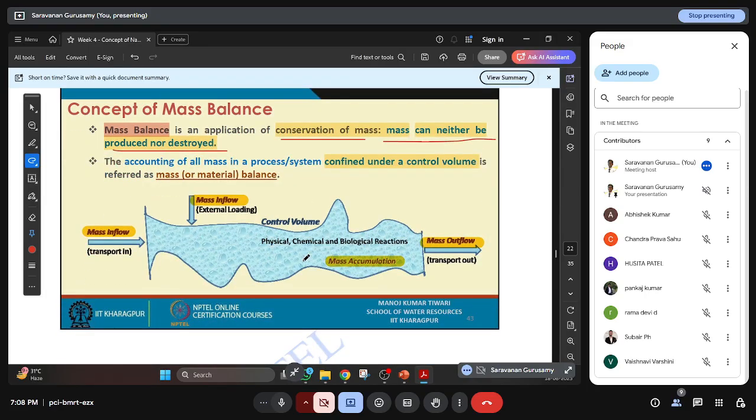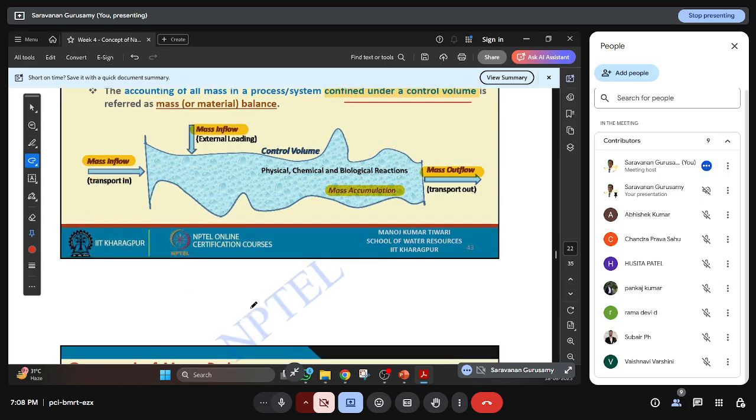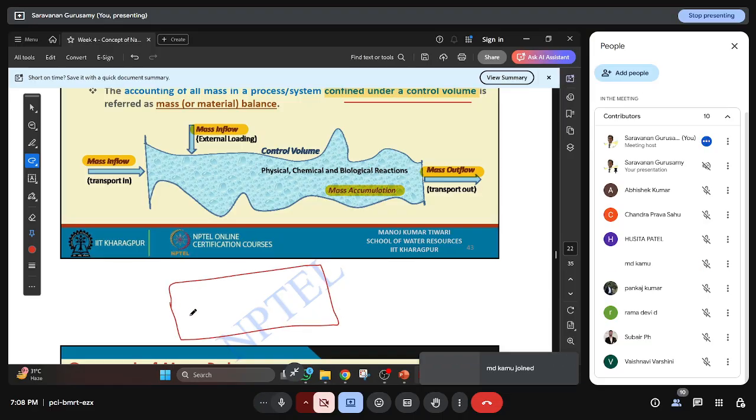Got it? So what is mass balance? As I mentioned, mass can neither be produced nor destroyed. That's the conservation of mass. So it is the accounting of all masses in a process or system confined under a control volume, because we can't analyze the mass without a control volume. In infinity, you can't say the mass is conserved.